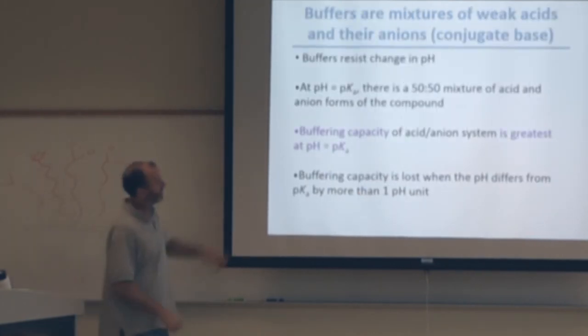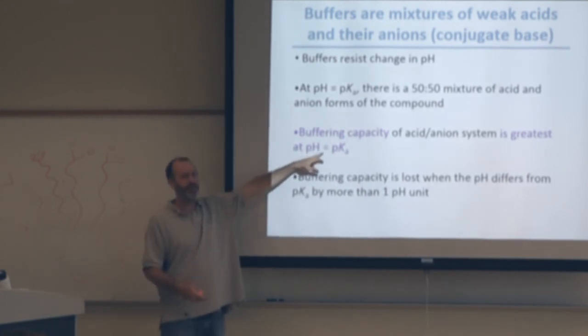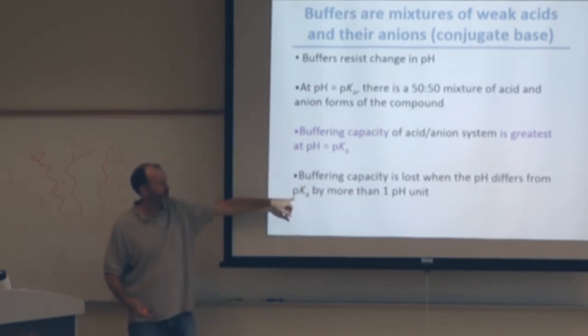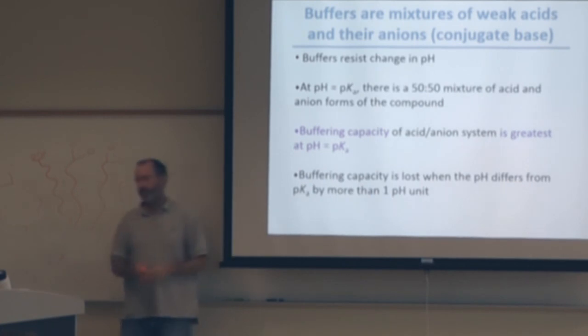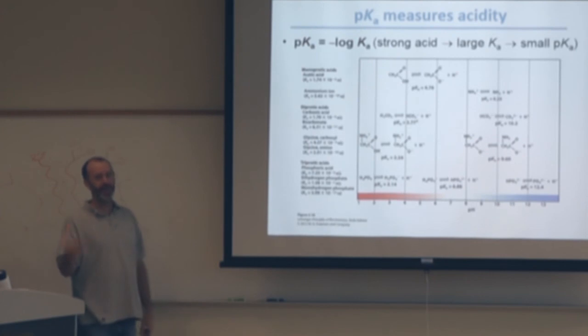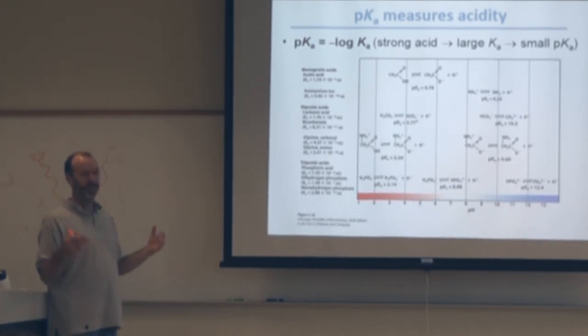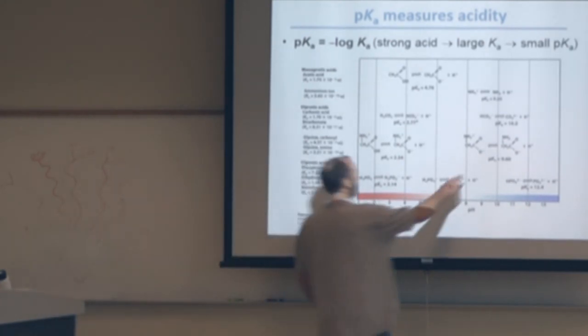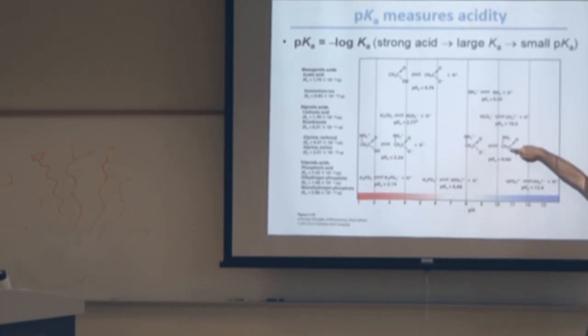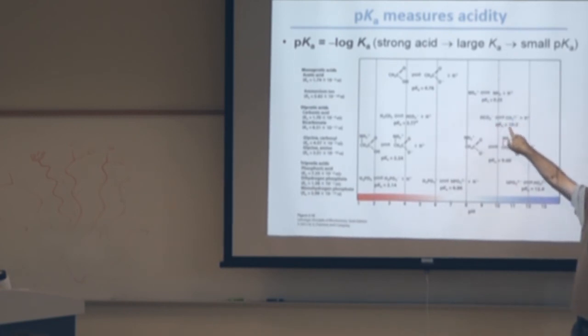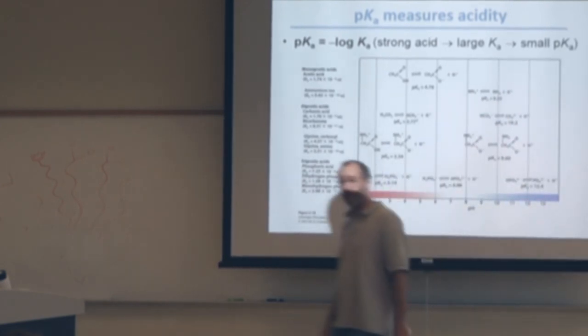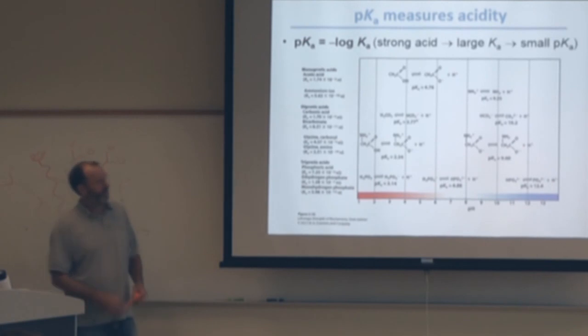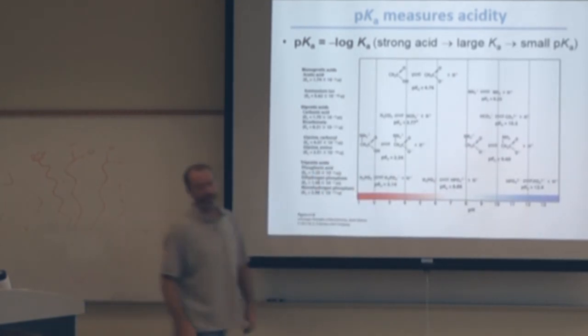So, buffering capacity of an acid or base system is greatest when the pH equals the pKa. And the buffering capacity is lost when the pH differs from the pKa by more than about 1 pH unit. So, in this system, if we want to, say, perform a reaction, and we want the pH of that reaction to be around pH 10, we could use any of these systems as a buffer. Actually, any one of these 3. Bicarbonate and carbonate would be the best if we wanted pH 10. But the glycine would still have buffering capacity with a pKa at 9.6. And even ammonium and ammonia would have some buffering capacity at pH 10. Not as much, but in this case, we want to use the bicarbonate carbonate buffer.